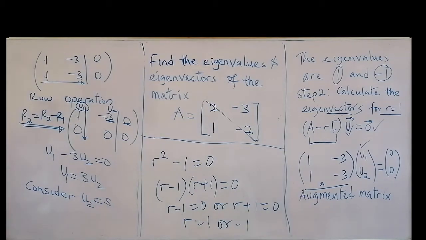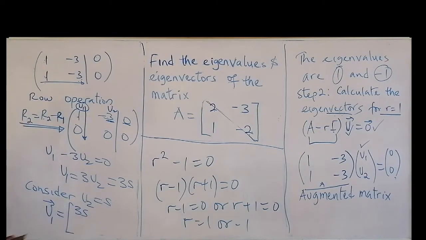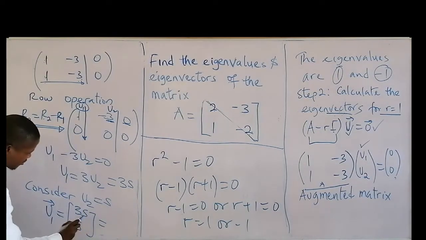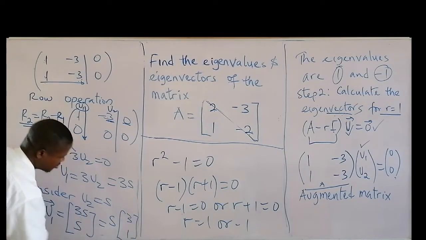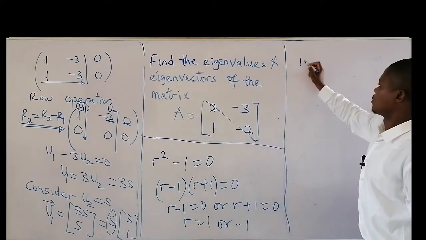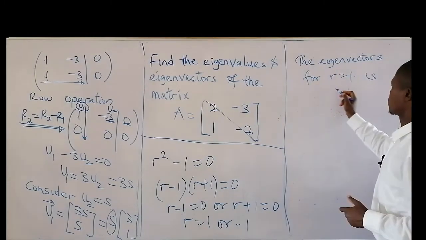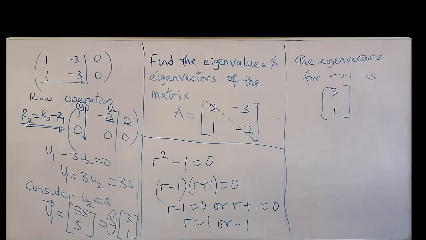Okay, then let's consider u2 to be x. So that means the eigenvector will be equal to u1, u2. My u1 is what? 3x. My u2 is what? Is x. So we can factorize this x, and that will be equal to 3, 1. Finally, if you take this x to be 1, that's 3, 1. So that's the eigenvector for r equal to 1.